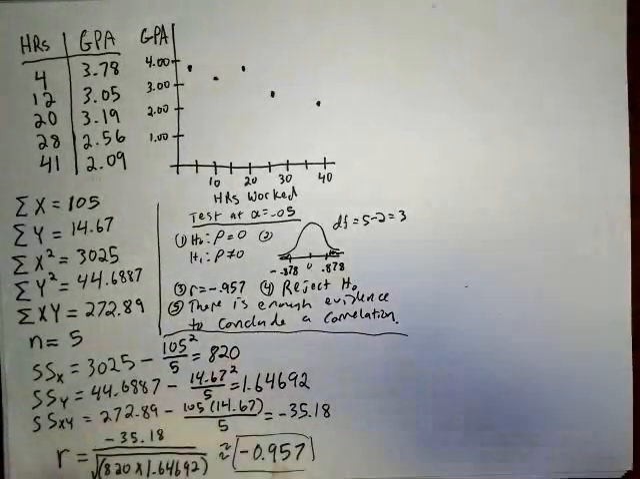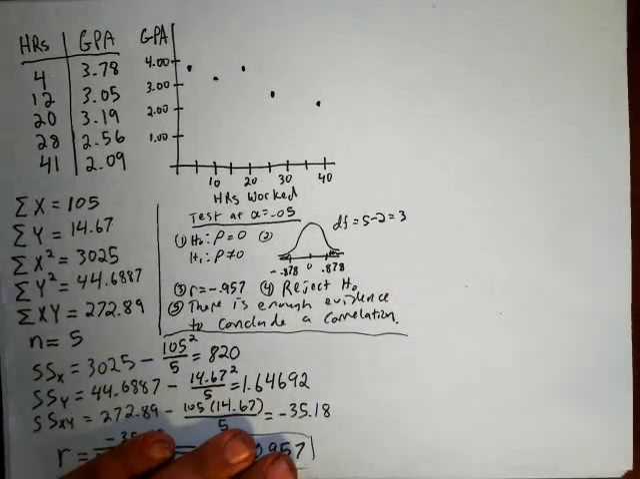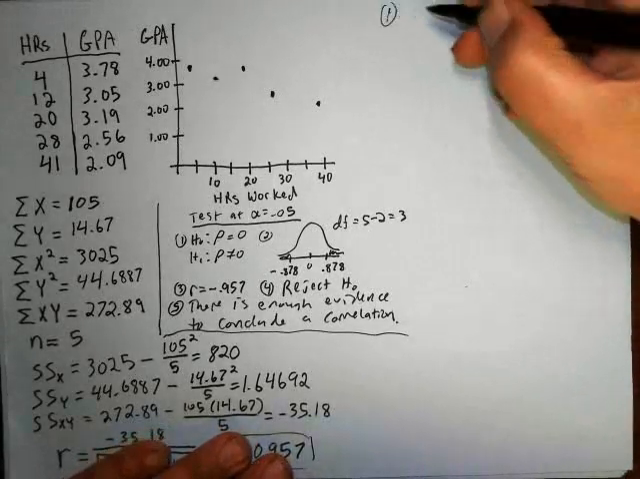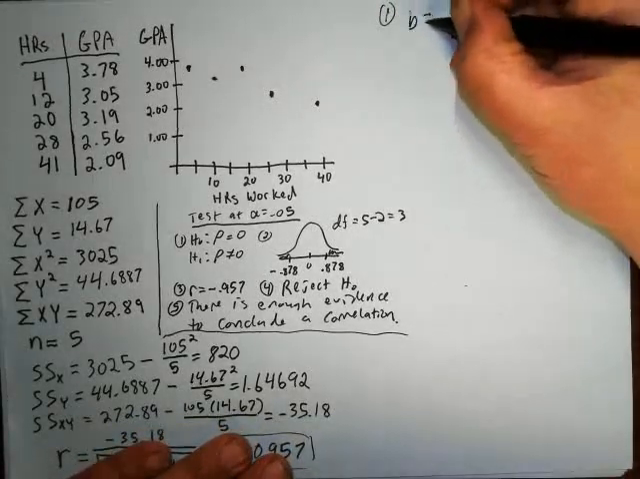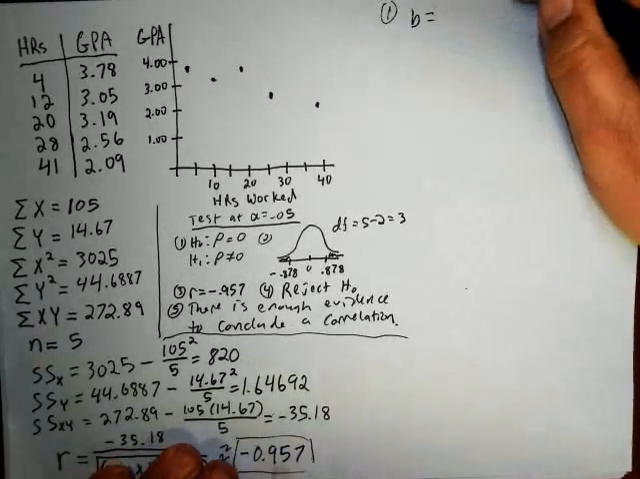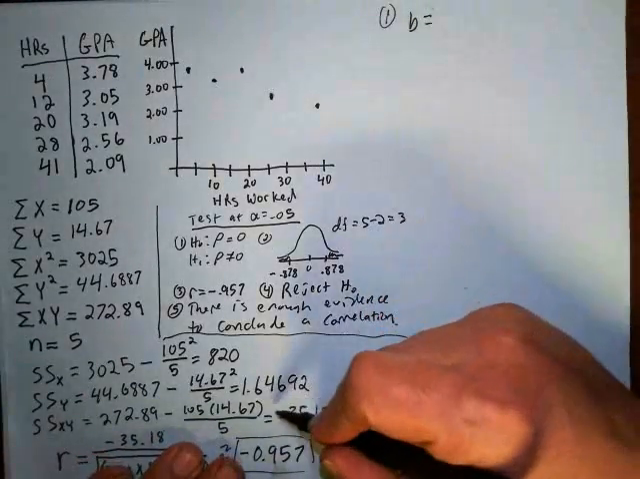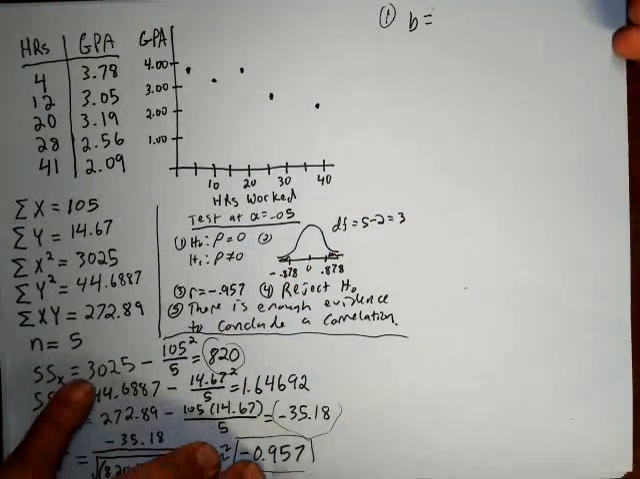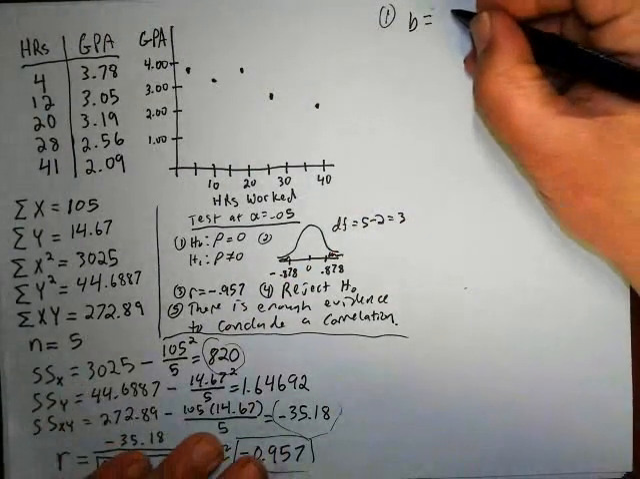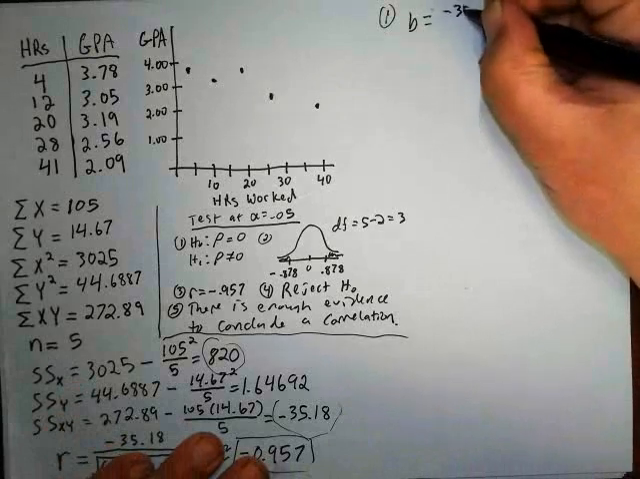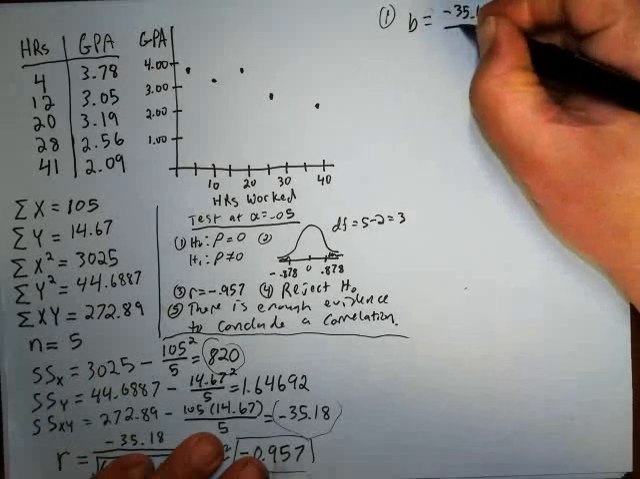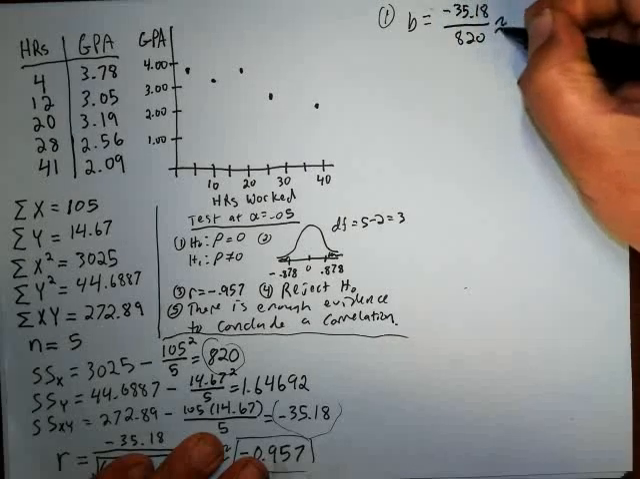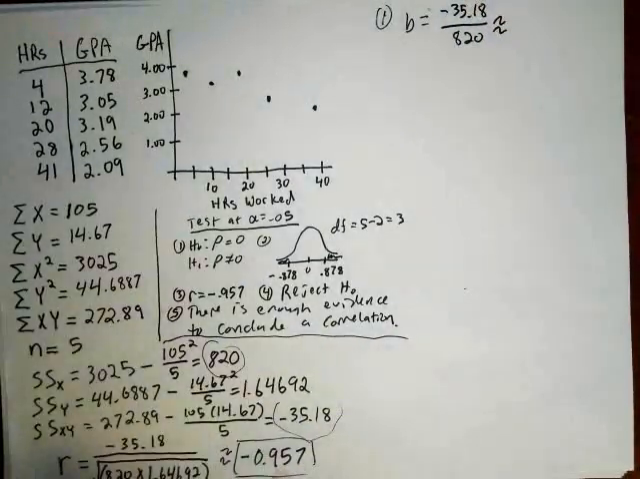Okay, so I'm going to go ahead and calculate this regression line, and you can check your work and see how you did. So step 1, we need to find the slope, b, and so this is SSXY over SSX. So I'm going to use those. So we got negative 35.18 divided by 820. And I'm going to go ahead and round these to 3 decimal places.